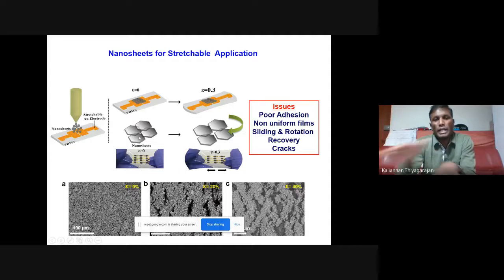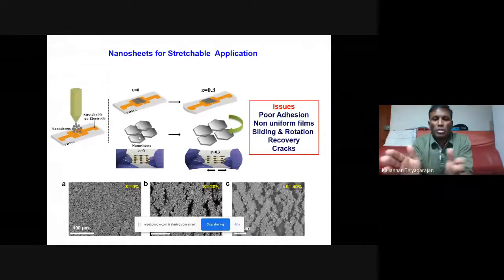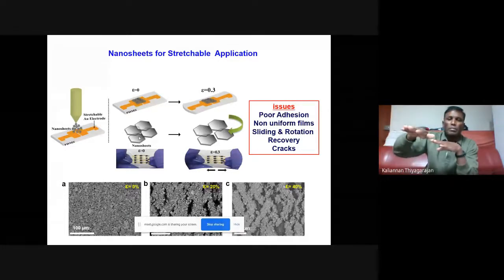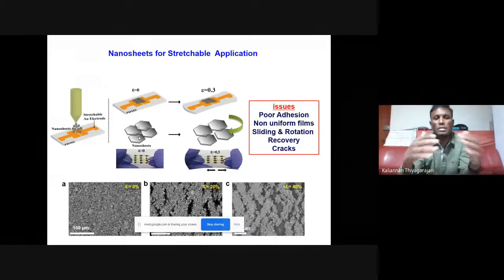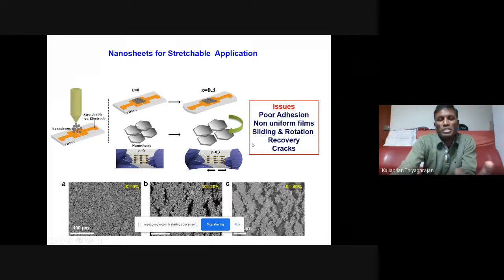They slide like this and rotate at the same time, and at 20 to 30% strain, they can go away from each other. There will be no physical contact. Electron flow will happen only through physical contact, but when they slide and go away, there will be a distance between the sheets, so the electron flow will be cut down. Another problem with this direct method is that they have poor adhesion with the substrate.